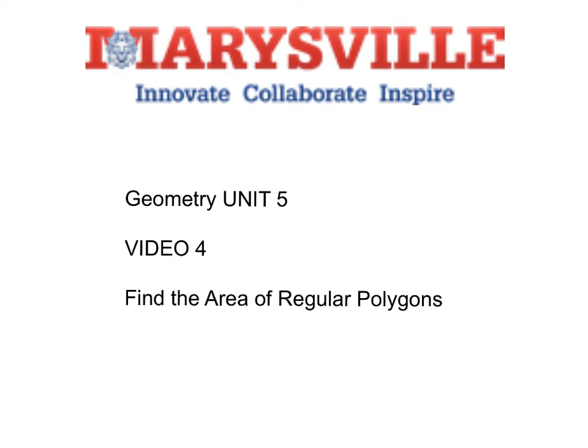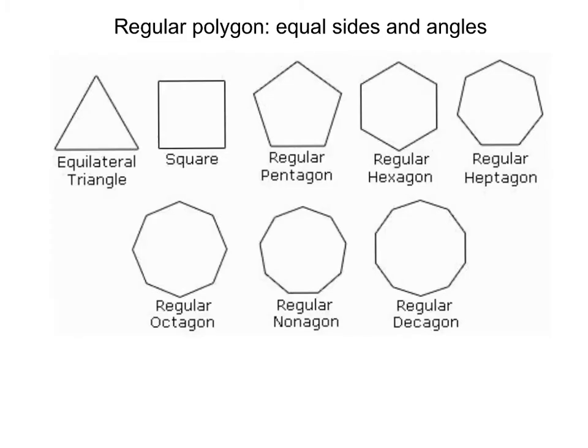Hi class, in this video we will be finding the area of regular polygons. So first of all, a polygon is a fully enclosed shape with all straight sides. So there can be no curves to a polygon. But a regular polygon is a polygon where all sides and angles have to be equal, such as an equilateral triangle, a square, a regular pentagon, or a regular hexagon.